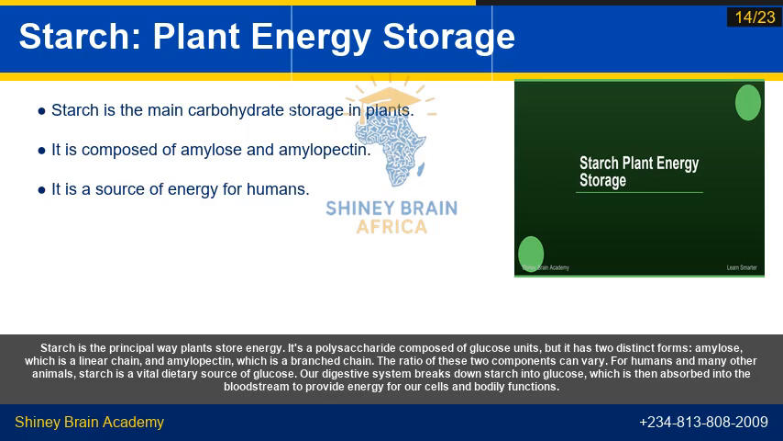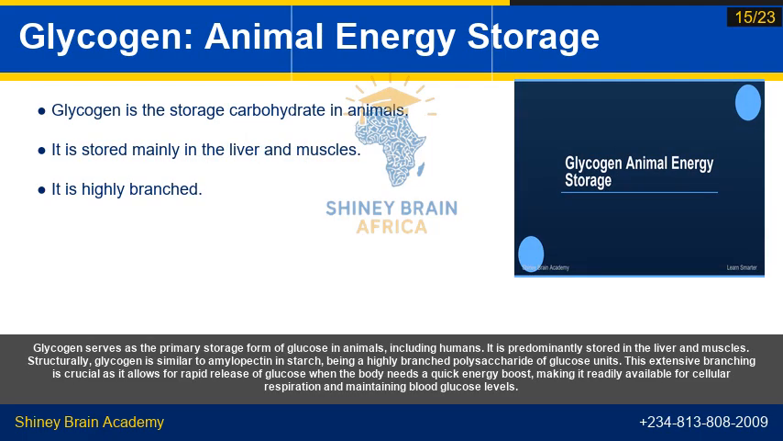Our digestive system breaks down starch into glucose, which is then absorbed into the bloodstream to provide energy for our cells and bodily functions. Glycogen serves as the primary storage form of glucose in animals, including humans. It is predominantly stored in the liver and muscles. Structurally, glycogen is similar to amylopectin in starch, being a highly branched polysaccharide of glucose units. This extensive branching is crucial as it allows for rapid release of glucose when the body needs a quick energy boost, making it readily available for cellular respiration and maintaining blood glucose levels.